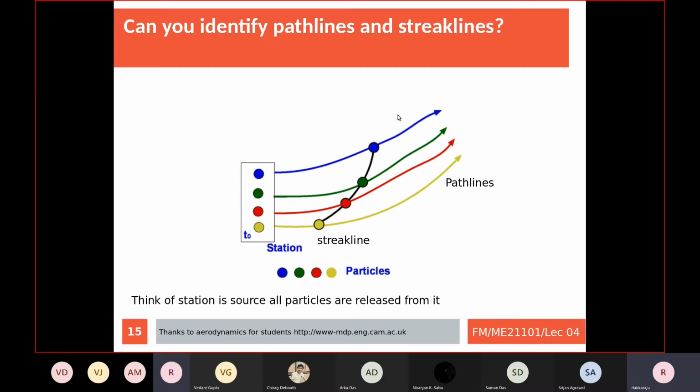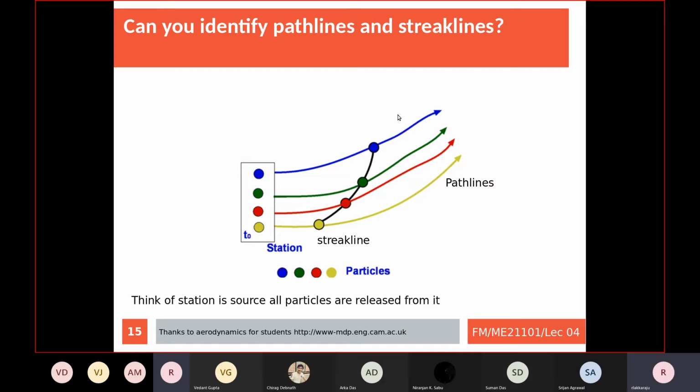So the streamlines are the blue line. I'm sorry, the path lines are the streamline. I'm really sorry, somehow my tongue slipped. The blue ones are path lines. The blue line is path line or particle line. The green line is path line or particle line. The red line is path line or particle line. The other mango kind of color is again path line or particle line for that particular particle.